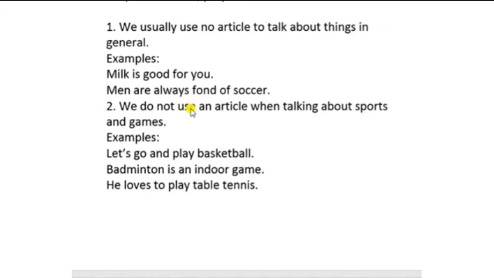And second, we do not use an article when talking about sports and games. That's what I mentioned in the bold letters there. Let's go and play basketball. Badminton is an indoor game. He loves to play table tennis. I should not say he loves to play a table tennis or a badminton. No. So that is one more rule.